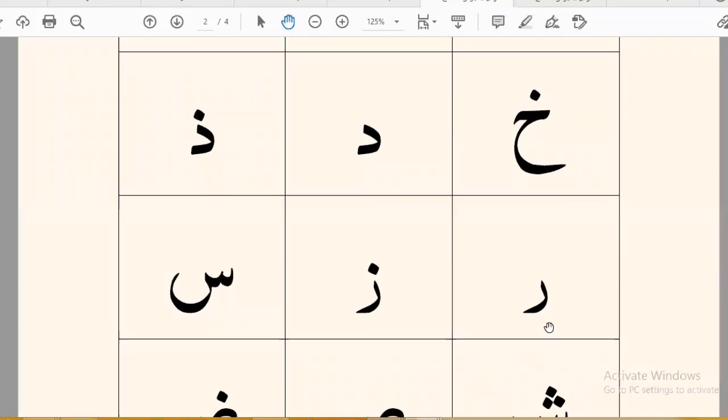R, r, ra. Okay, so at the moment you're saying raw. So then we have to say Ra. Good, that's better. Okay, but a really nice soft sound is this letter. So just be careful with that. Let's move on to the next one.